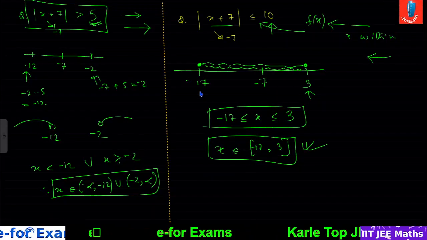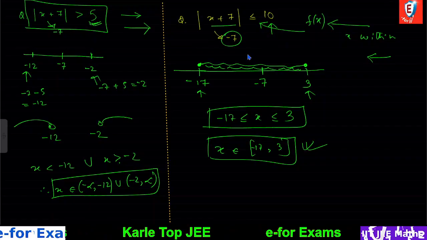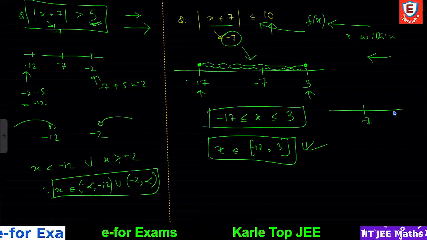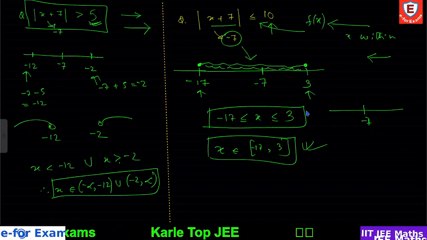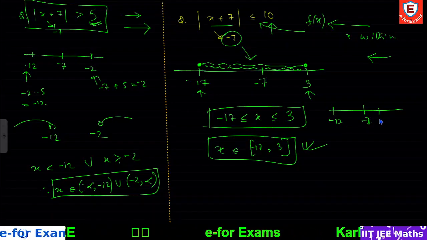How you got this 3 and minus 17: this is minus 7. Put minus 7 somewhere. If on the right, you do plus 10. On the left, do minus 10. Minus 7 minus 10 is minus 17. Minus 7 plus 10 is 3, like this.